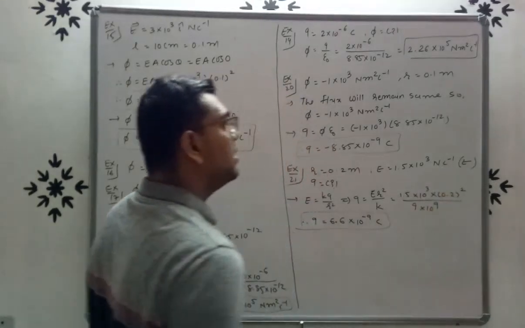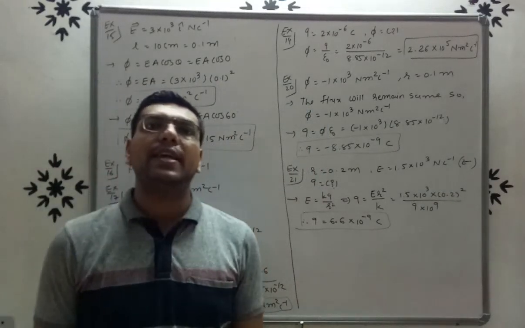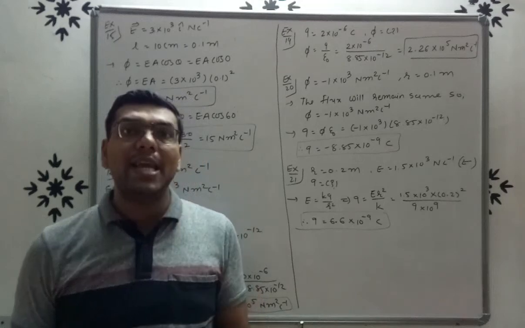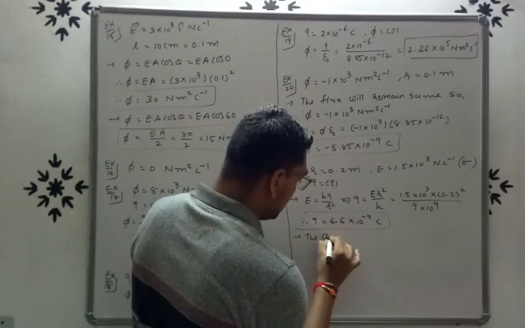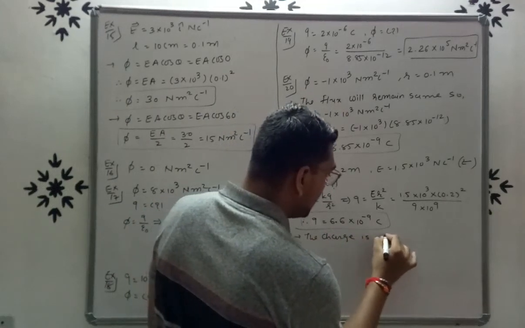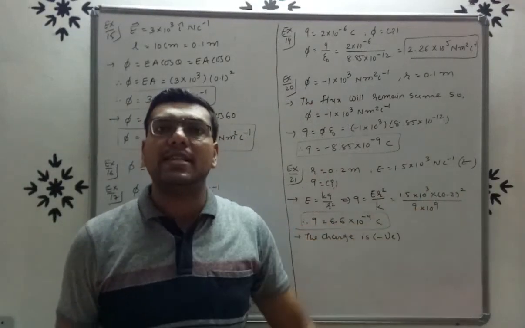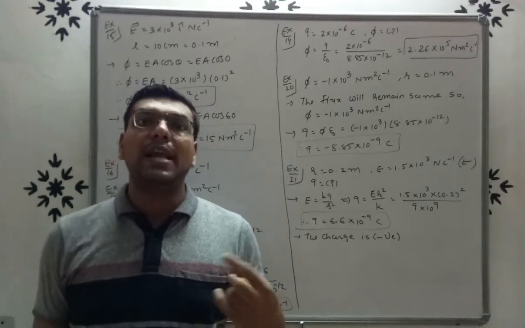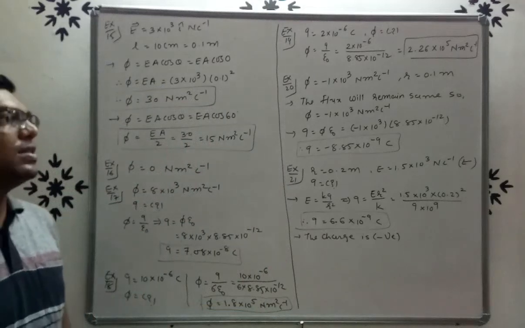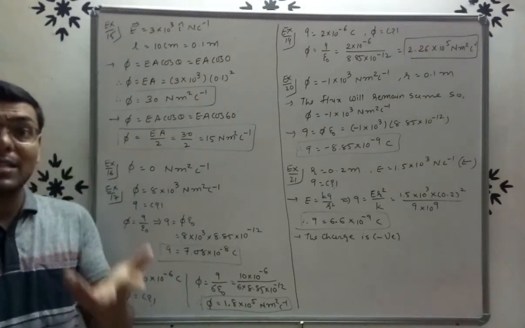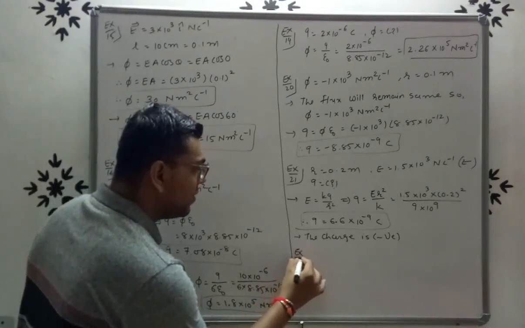But here the electric field is in the inward direction. So if the electric field is inward, then the charge will be negative. So the charge is negative. Why? Because the electric field is in the inward direction. Right? And if the electric field is outward, then the charge will be positive. Right? So we will know these things. If the electric field is in the outward direction, then the charge will be positive, and if inward, then the charge will be negative.